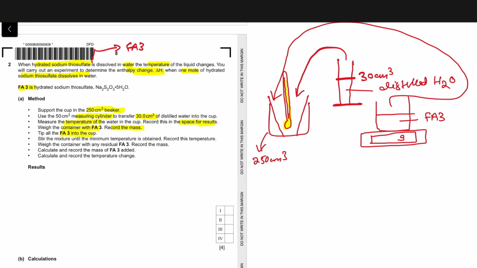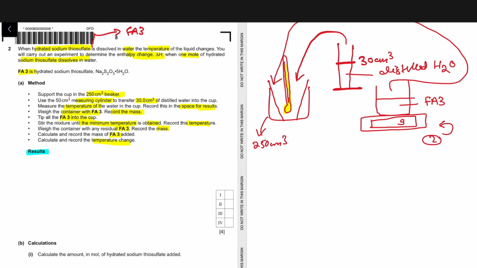Stir the mixture until the minimum temperature is obtained. Then record this temperature. Weigh the container with any residual FA3. So again, record the mass. Calculate and record the mass of FA3 added. So basically, once you first added your FA3, then you weighed the residual plus the container. When you subtract these masses, you end up with how much you had actually transferred. Then it says calculate and record the temperature change.